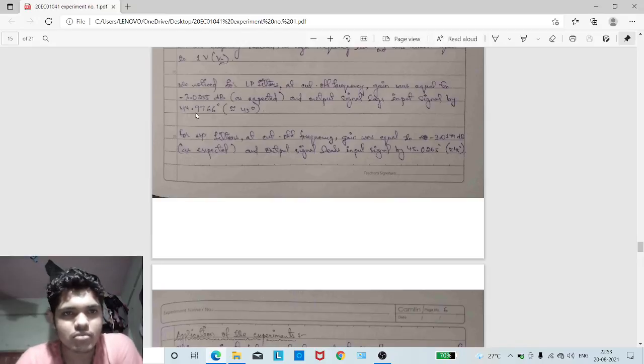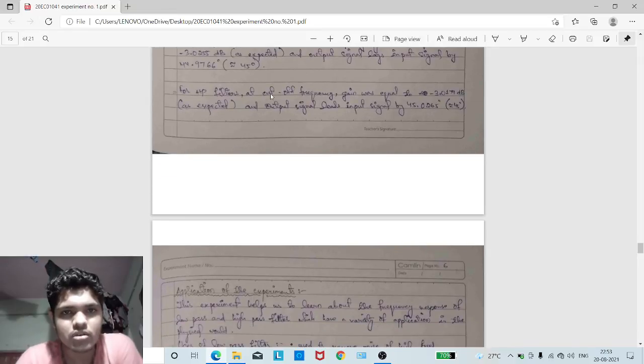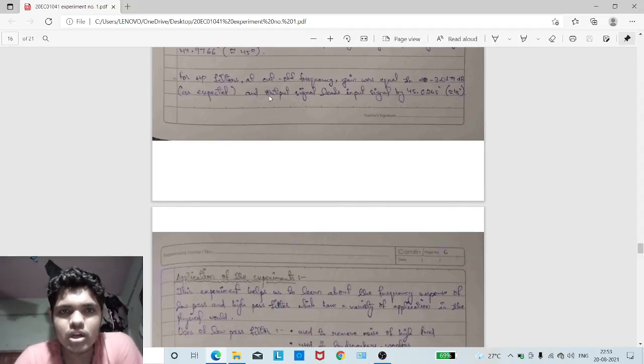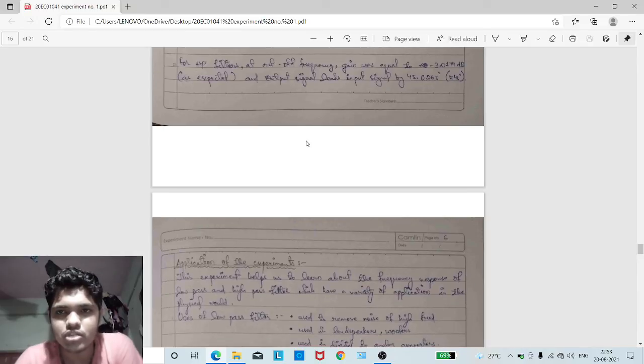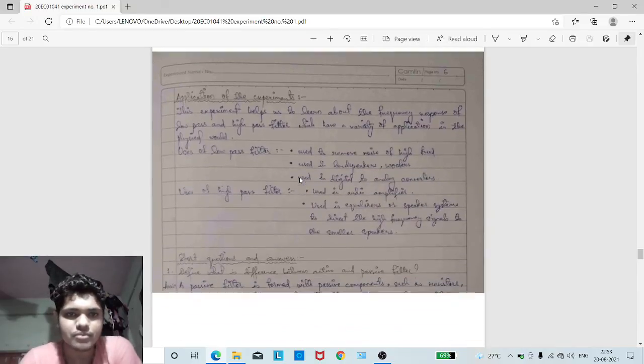We found something around it, I mean 44.9766. And for HP filters, we have the cutoff frequency where the gain was equal to minus 3.0179 dB, which was expected. And we have the output signal leading the input signal by 45.0265, which is nearly 45 degrees.